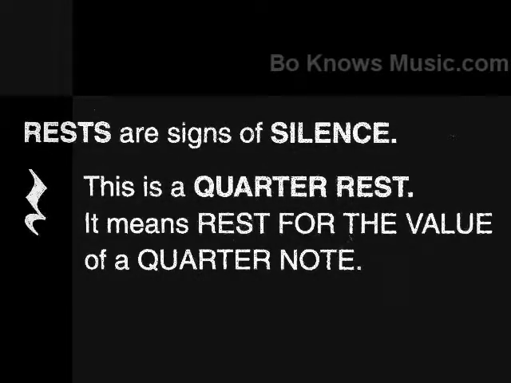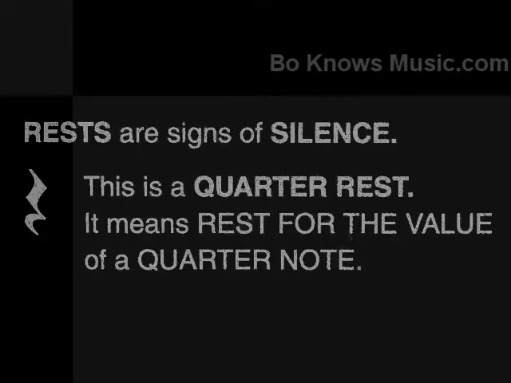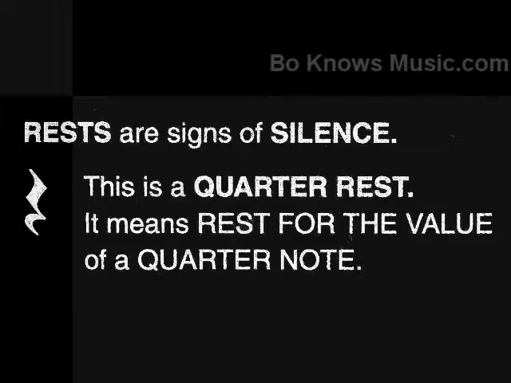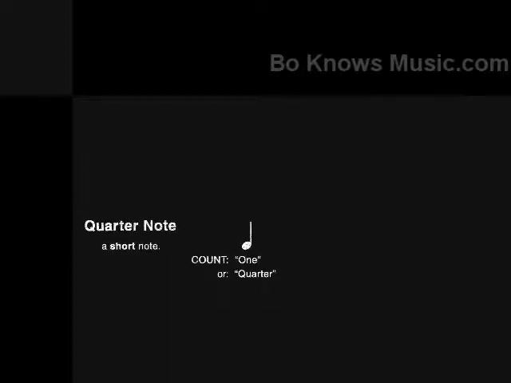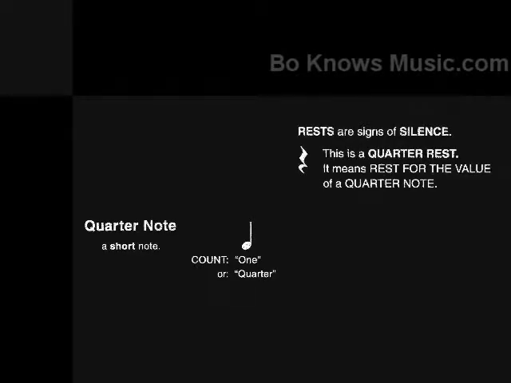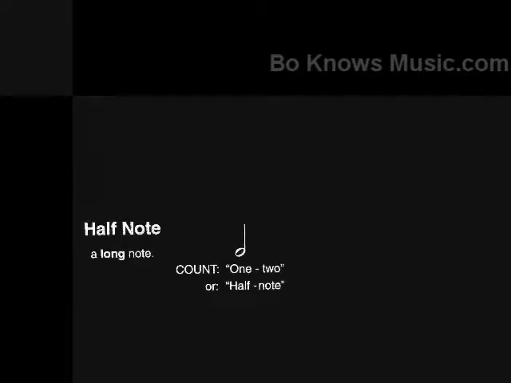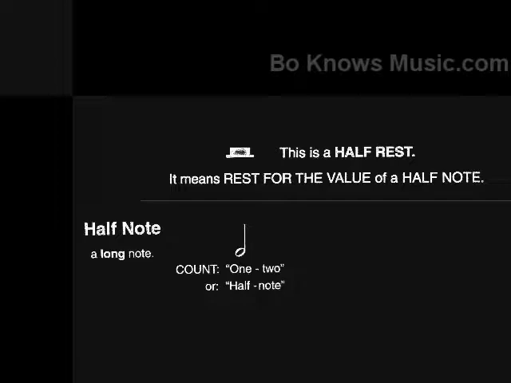We also have a new symbol called rest. There are 2 different rests in this song: half rest and quarter rest. Rests have their own values, but instead of being played, they are silent. They have the same value as their notes, but yet you don't play. So we have the quarter note gets 1 beat, the quarter rest gets 1 beat of silence. The half note gets 2 beats, the half rest gets 2 beats of silence, and so forth.